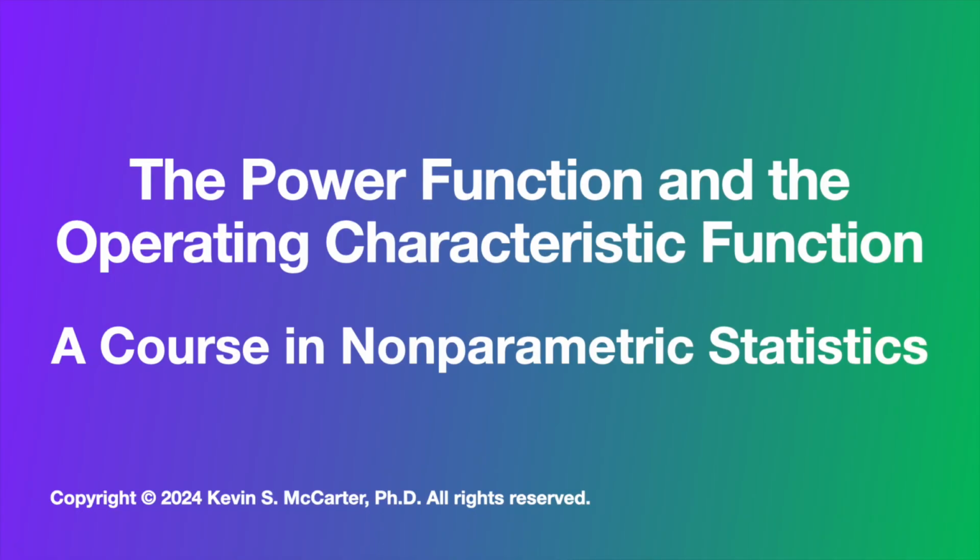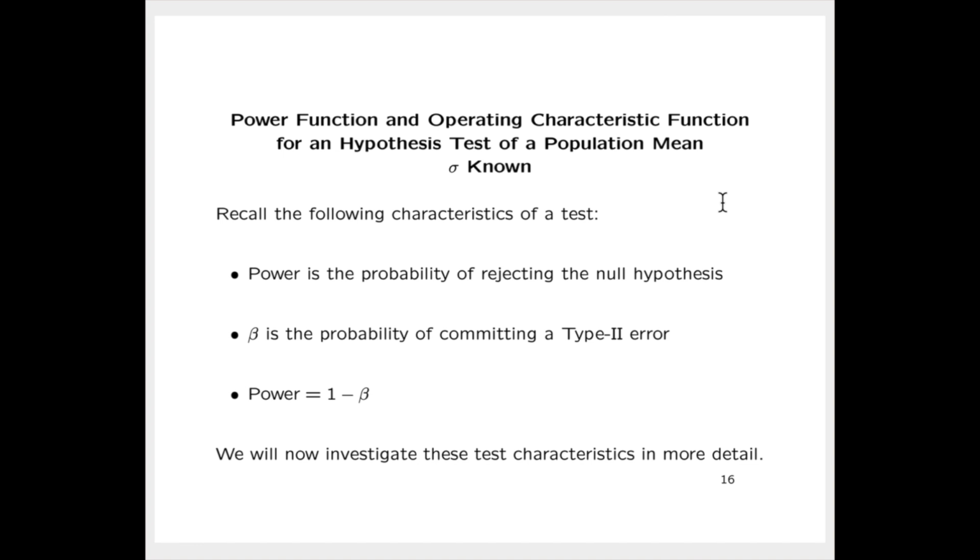Now the next set of slides deal with characteristics of the hypothesis test. And so let's take a look at these. Recall the following characteristics of a test. Power is the probability of rejecting the null hypothesis. And in particular, it's the conditional probability of rejecting the null hypothesis when the null hypothesis is false and should be rejected. Beta is the probability of committing a type 2 error.